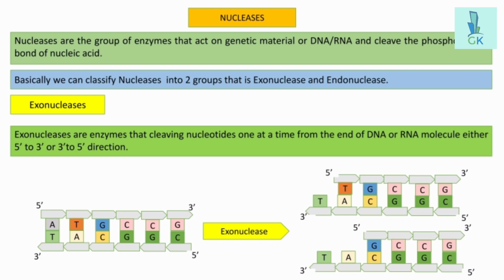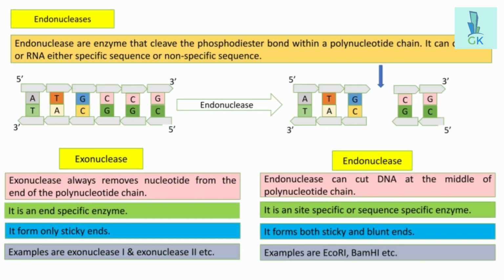Basically, we can classify nucleases into two categories. One is exonuclease, another one is endonuclease. Exonucleases are those nucleases that remove nucleotides from the end of a polynucleotide chain. It can be in the 5' to 3' direction or the 3' to 5' direction. In this figure, we can understand that nucleotides have been removed one by one by exonucleases.